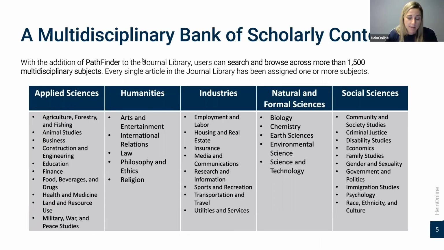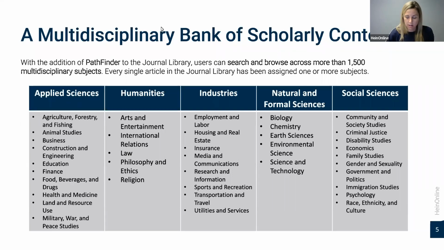I'm going to spend some time now talking about our new Pathfinder tool. We used human curation and artificial intelligence tools to subject code every single article in the Law Journal Library. What I want to do now is explore how Pathfinder can help to identify relevant articles for your research. Over 1,500 subjects have been identified using this Pathfinder tool. You can see the different categories here: applied science, humanities, industries, natural and formal sciences, and social sciences, as well as all the subjects covered underneath each of those categories.